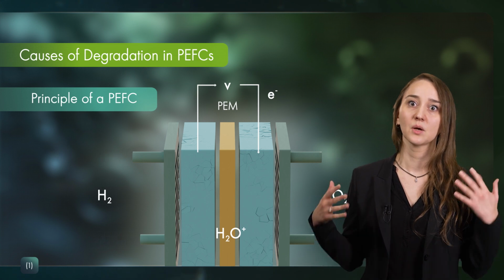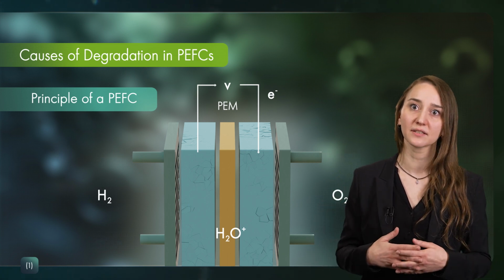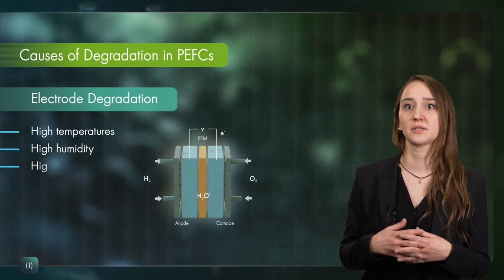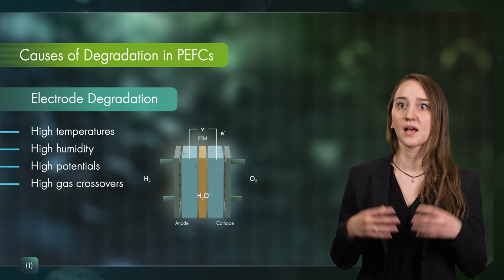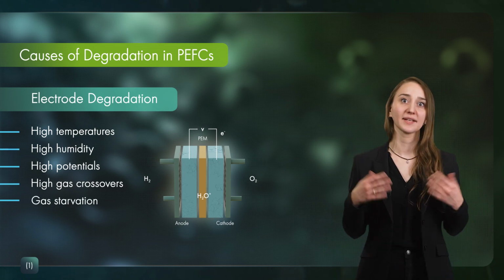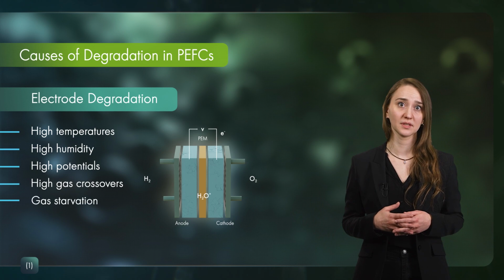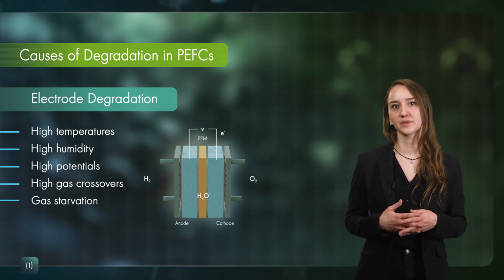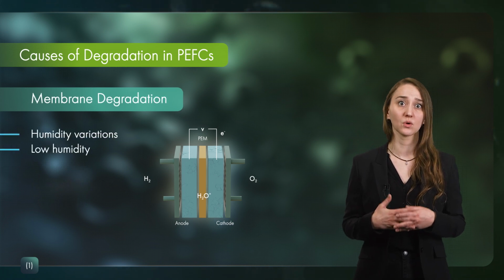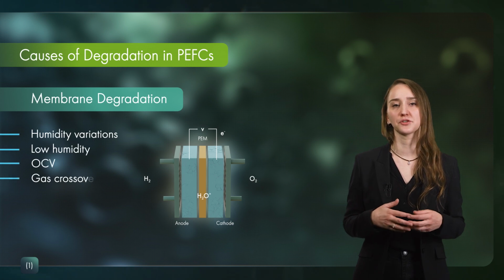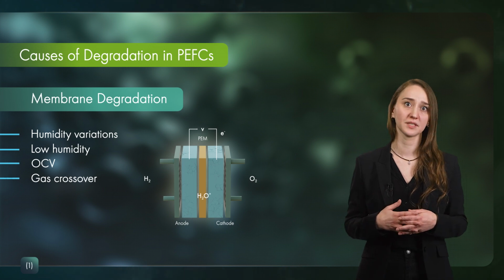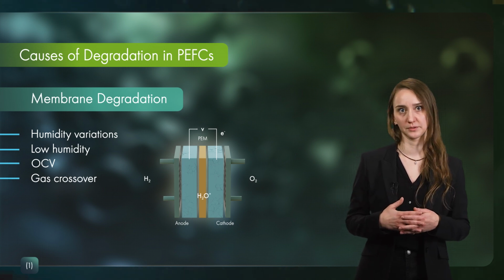In the electrode layer, we have an electrocatalyst that can be deactivated or physically lost, and we have carbon-based layers which can corrode or lose their porosity. These processes are accelerated by elevated temperatures, humidity, potentials, and gas crossover. Gas starvation also shows similar results. We also have a polymer electrolyte membrane. This thin layer separating hydrogen and oxygen can tear due to mechanical stress or degrade chemically, which can lead to the emission of fluorinated species.